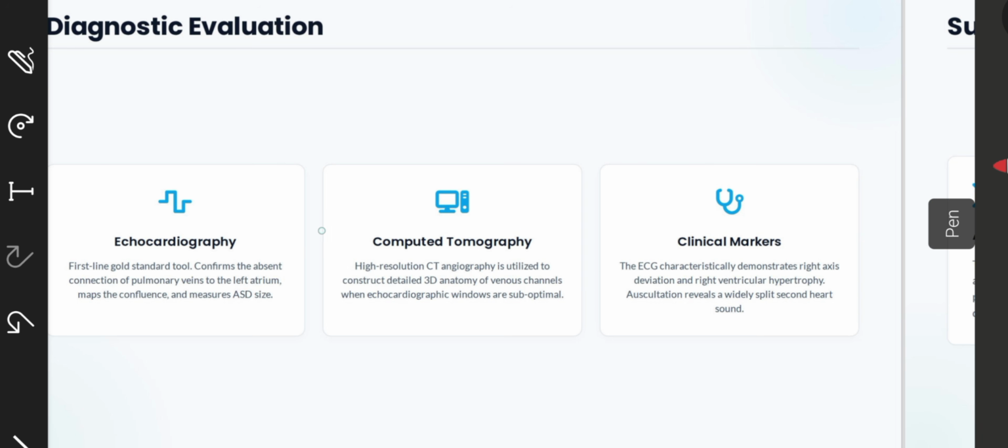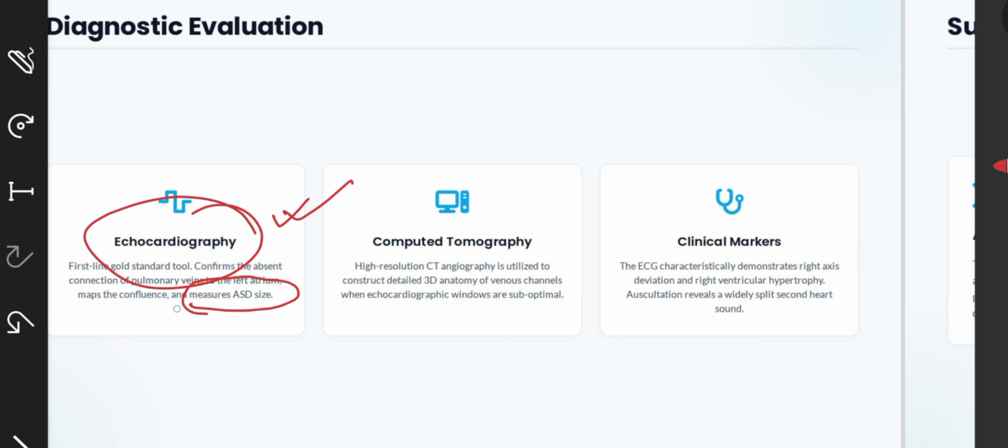The diagnostic test to diagnose TAPVC is echocardiography. It is the most important diagnostic tool, the gold standard investigation to diagnose TAPVC, and always measure the size of the ASD, and always measure the pulmonary artery where it is drained.